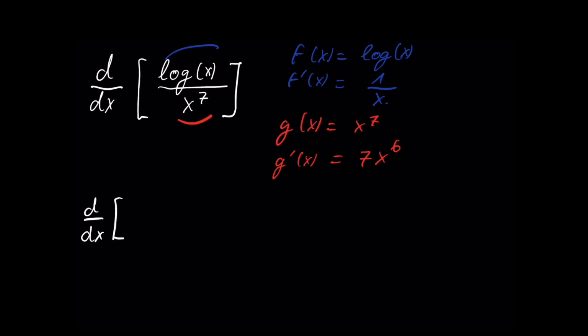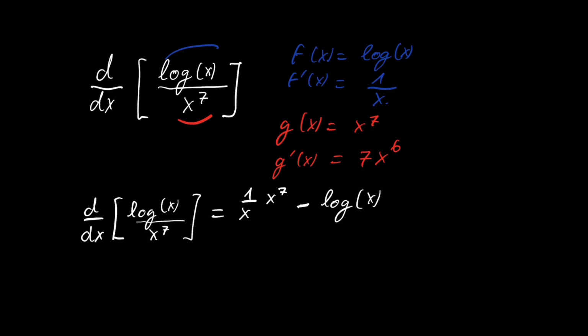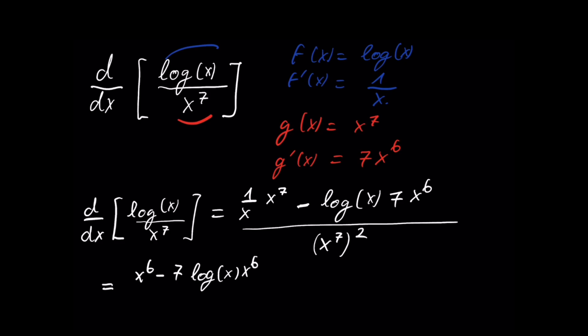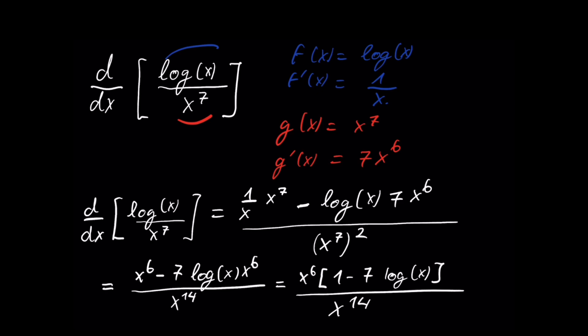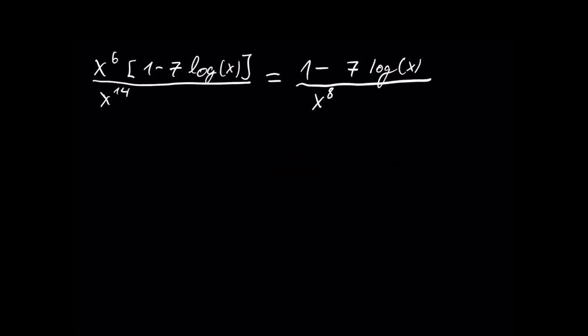Now let's apply the given formula. We first write the derivative of the f function, which is 1 over x, that we multiply with the g function. We then subtract the f function times the derivative of the g function. And we divide the total by the square of the g function. We then have to simplify the result. Thus, we put x to the power 6 as a factor. And we simplify by the different powers of x, which give us the final result.